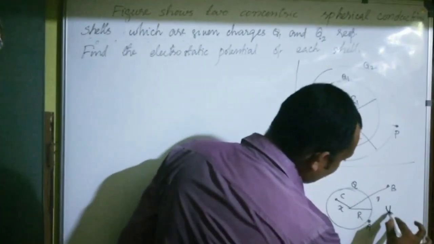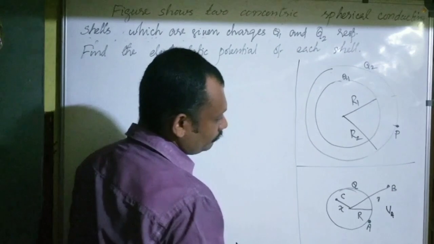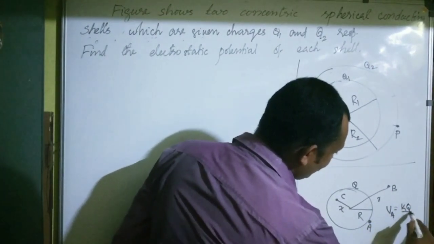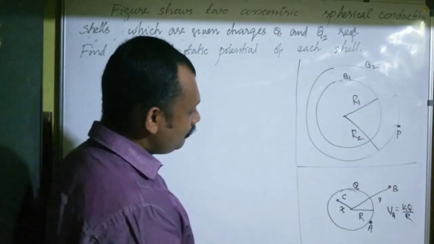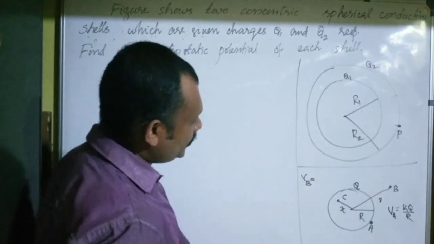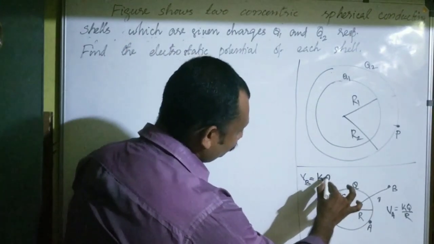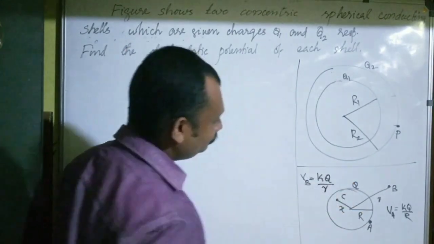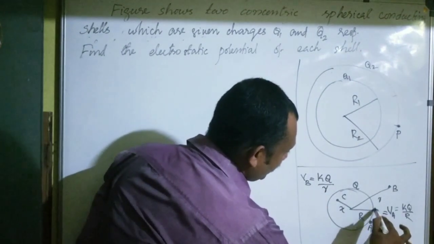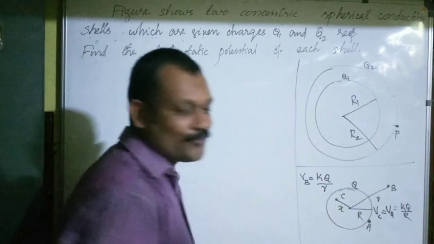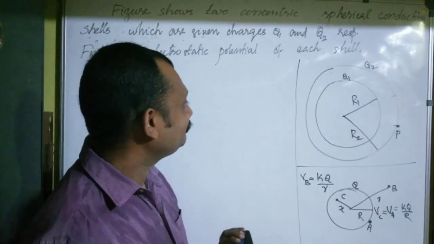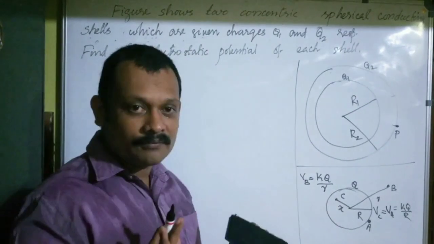What is potential at A? Hope you can see this. This is equal to KQ divided by R. What is potential at B? It is KQ by small r. What is potential at C? No more writing, I will say VC is equal to VA is equal to KQ by R. Right? Now this is the first concept.